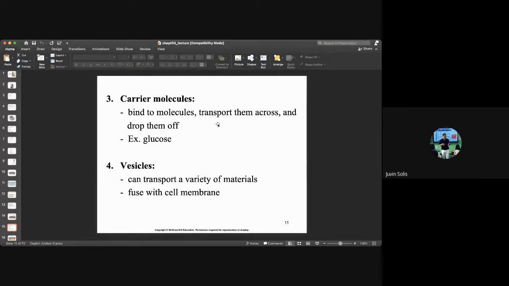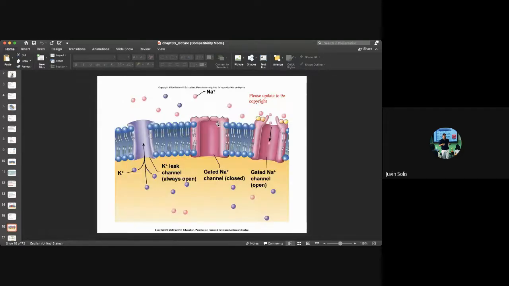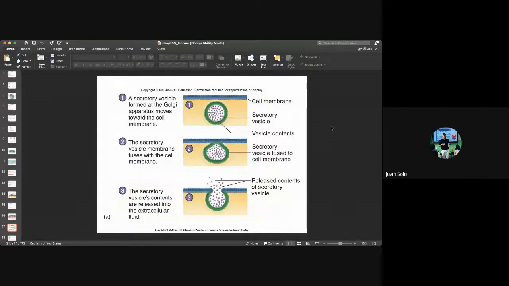Another example on how to go in and out of the cell membrane or your cell is through the use of your vesicle. Okay, vesicle is like a sac-like structure and can actually transport a variety of materials. What is happening here in vesicle, it's because they can just easily fuse with the cell membrane. Okay, I think we have an illustration here. Not this one. Okay, this one.